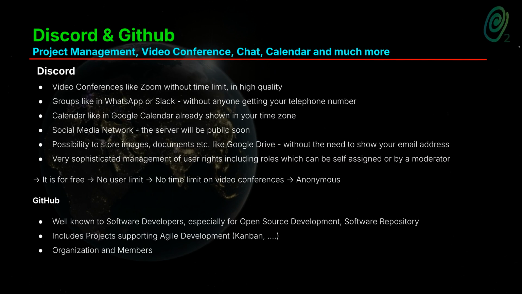So we use two tools here. One is Discord and the other is GitHub. We use this for project management, video conference, chat, calendar, and much, much more. So Discord is giving us the video conferences like with Zoom. We have groups like in WhatsApp or Slack. We have a calendar like in Google Calendar. It's like the events. We have sort of a social media network.